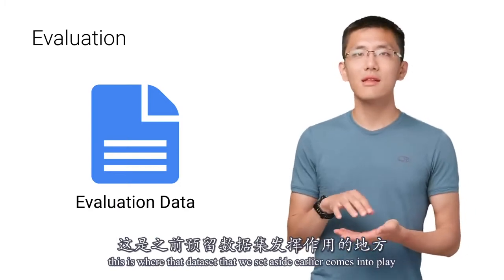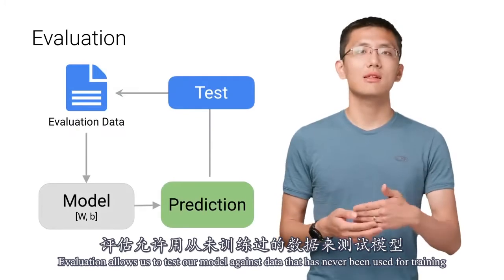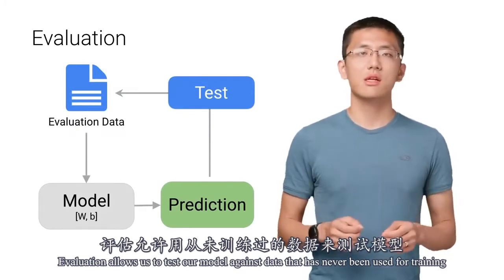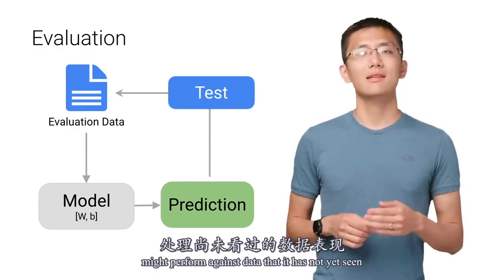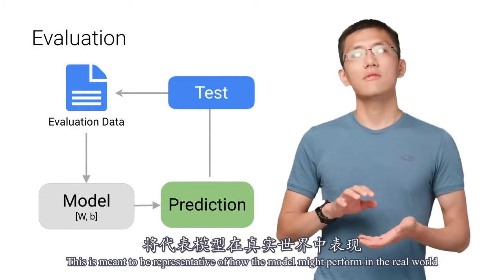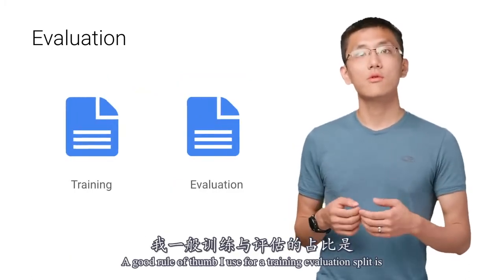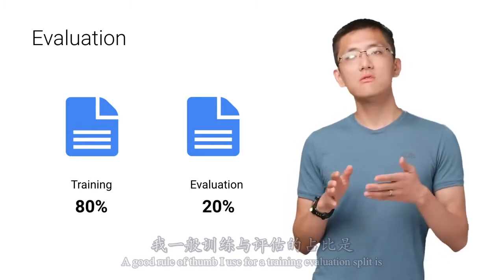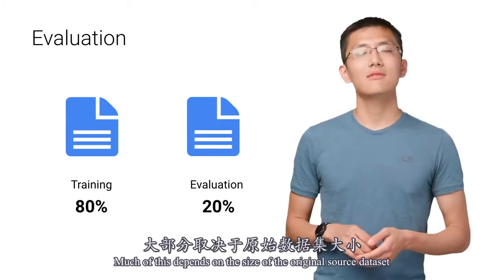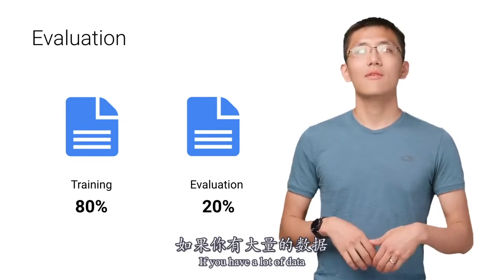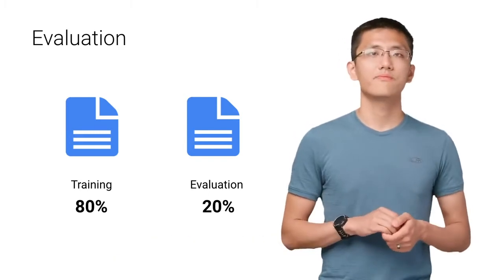This is where that data set that we set aside earlier comes into play. Evaluation allows us to test our model against data that has never been used for training. This metric allows us to see how the model might perform against data that it has not yet seen. This is meant to be representative of how the model might perform in the real world. A good rule of thumb I use for a training evaluation split is somewhere on the order of 80-20 or 70-30. Much of this depends on the size of the original source dataset. If you have a lot of data, perhaps you don't need as big of a fraction for the evaluation dataset.